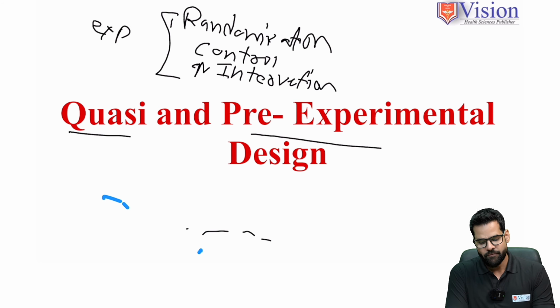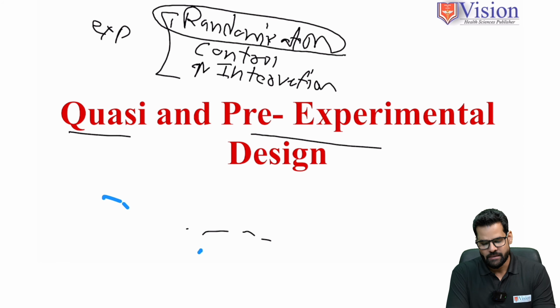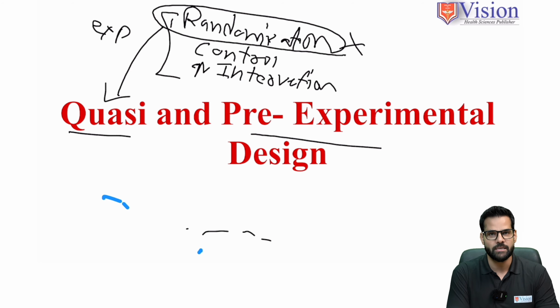But if any research design is lacking the first one, that is randomization, then the design is known as a quasi-experimental design. So what I'm trying to tell you is quasi-experimental designs are non-randomized control trials. These two principles are always there, control and intervention.